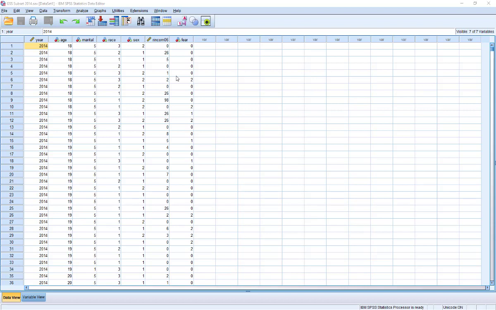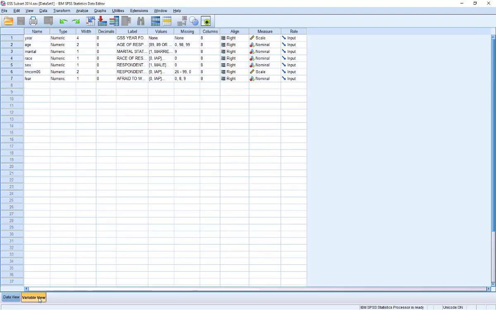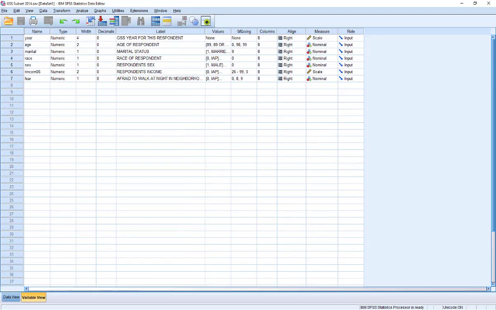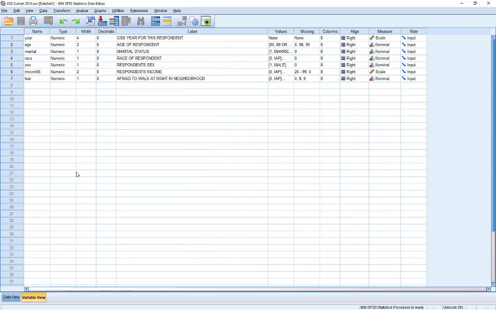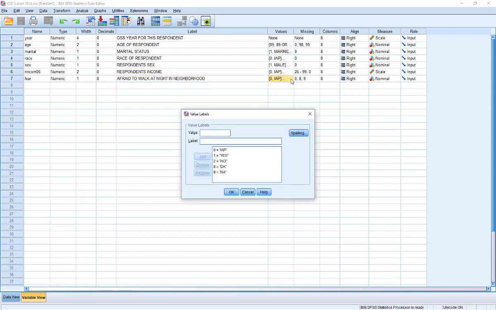So what I can do here is, let's switch over to the variable view and we can take a look at this a little bit better. You can see, of course, everything we said is spelled out there. And here, of course, is our variable of fear, afraid to walk at night in their neighborhood. And we can see that here, this is coded as a yes-no question.